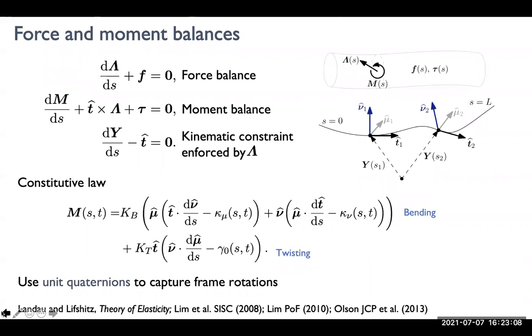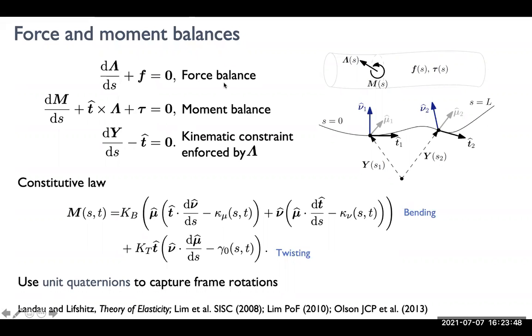Okay, so in our case, we always just start off with the force and moment balances per unit length along the length of each segment. What we have here are lambda, which is going to be the force on the cross section of your filament, and m, which is going to be the internal moment on the cross section of each filament. And how these change as you go along the length of the filament will depend on the forces and torques per unit length exerted on the filament.